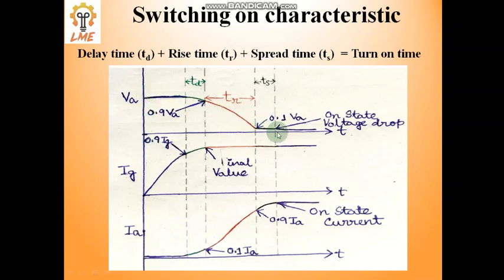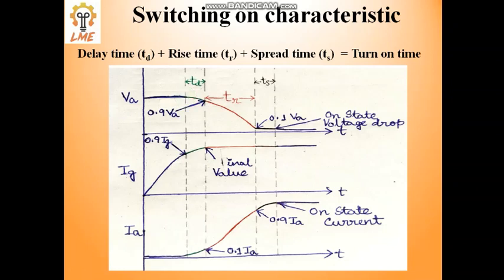Look here, at the very starting point the voltage across the switch is at its peak, maximum value. When the switch is on, it goes to its final value, near zero, which is known as the forward voltage drop. This change from the peak value, the ideal value of supply voltage, to zero is subdivided into three sectors: delay time, rise time, spread time. Look at the current. Current is initially zero and goes to its on state current. This total change of current is subdivided into three areas.